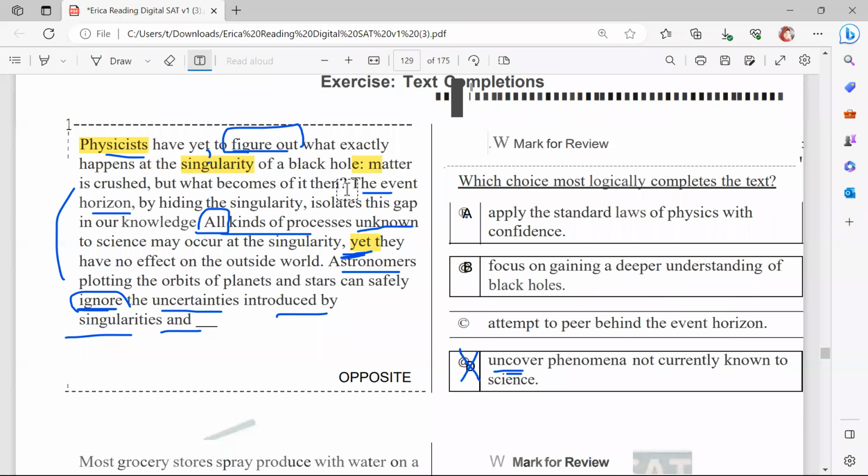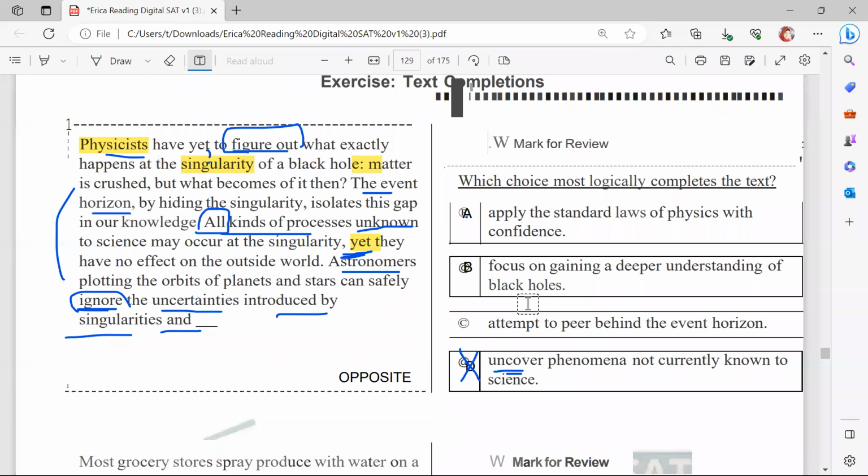Okay, event horizon was mentioned here. The event horizon isolates this gap in our knowledge. So attempt to peer behind. What do you think this can be? An answer or? No, this is also incorrect. You are right, but do you know why? Can you tell me why? I have my own explanation for this. It's building on the last sentence. He said that he wants to ignore the uncertainties. So it doesn't make sense to peer behind the event horizon, which is an uncertainty.